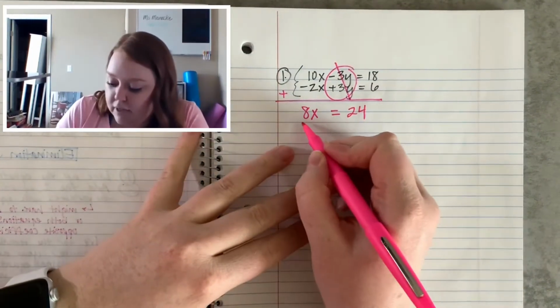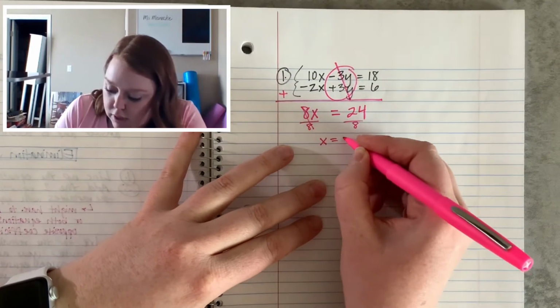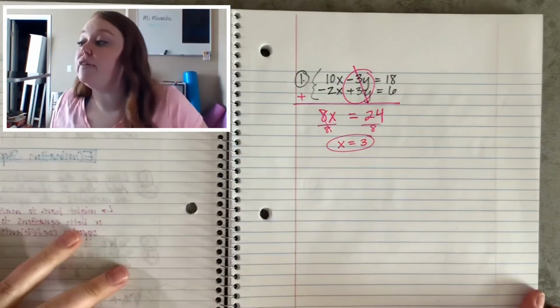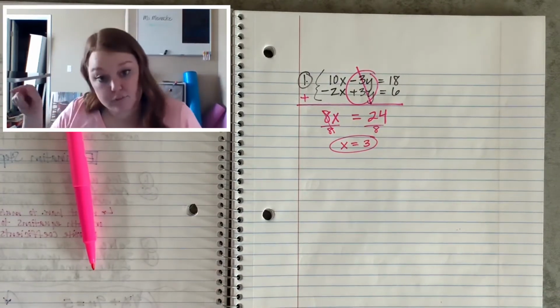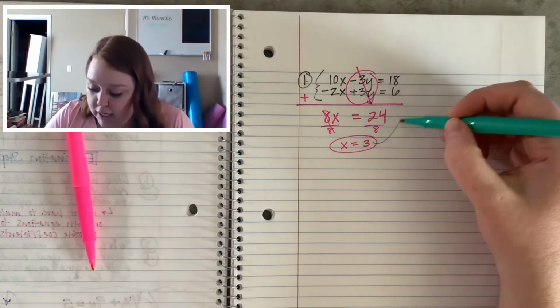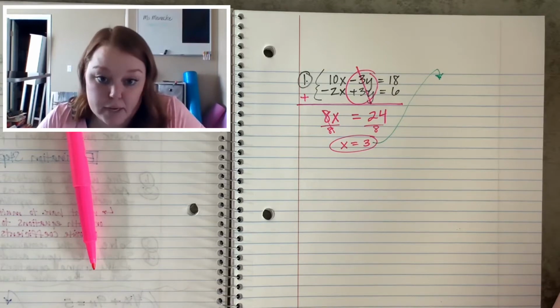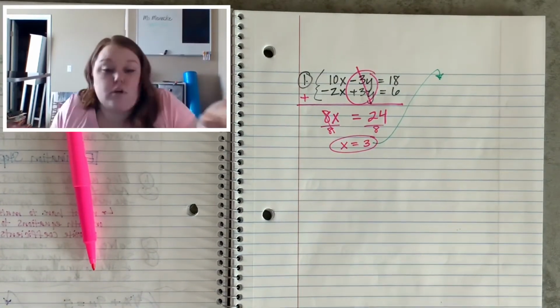To get x by itself, divide by 8 on both sides. And we have just found that x equals 3. So you know part of it. Now you need to solve for y. So we take this, we plug it in somewhere. Guess what? Doesn't matter which one you plug it into. It really doesn't. Okay, I'm just going to take the top one.